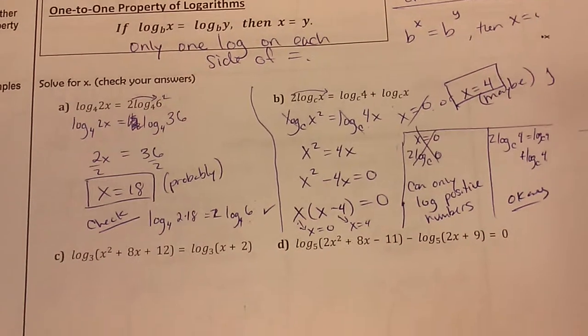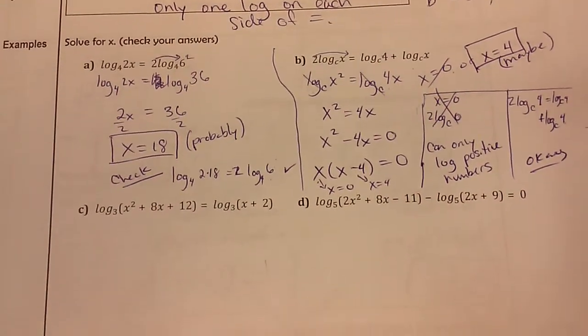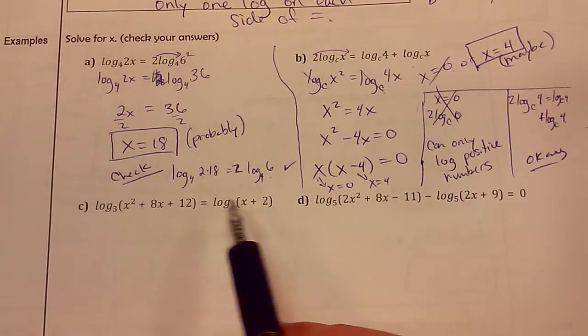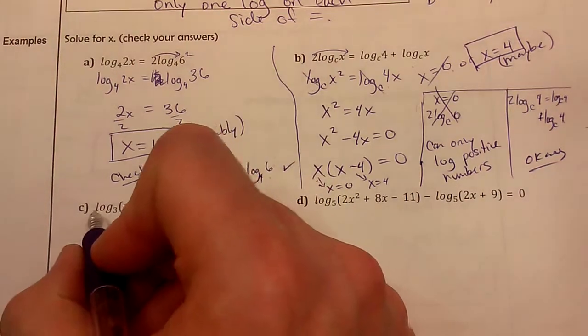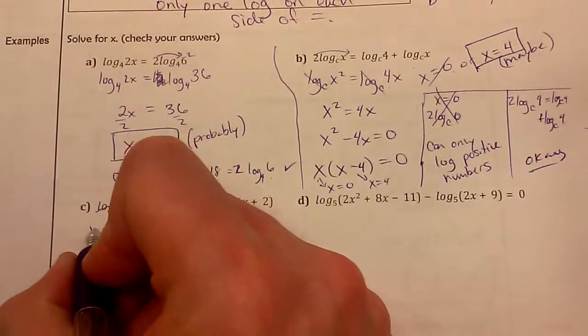All right, so let's do another one. Here I've got 2 logs. Oh, this is the one-to-one property of 1 log on each side, and they have the same base. So my one-to-one property says I can ignore that.